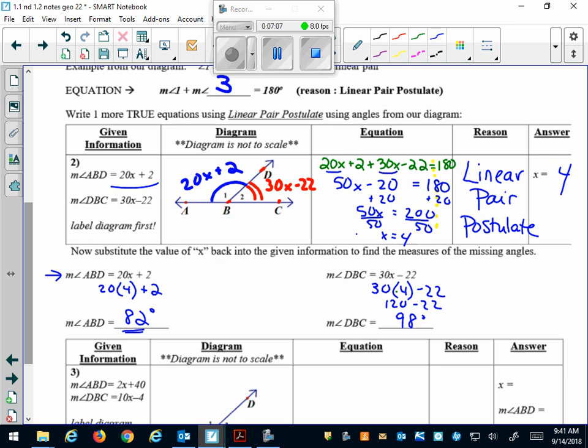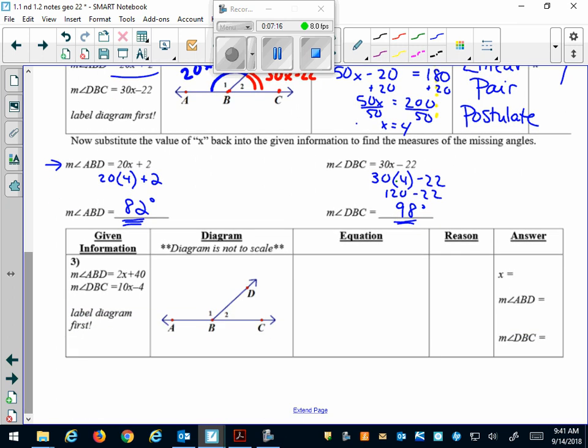Now, what should be true about 82 plus 98? They should equal 180. All right, so you guys try this one. I want you to do it all on your own.